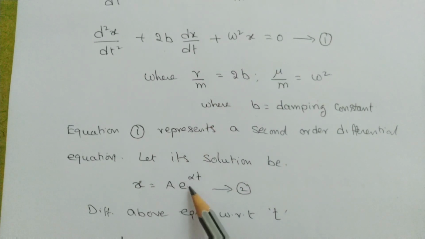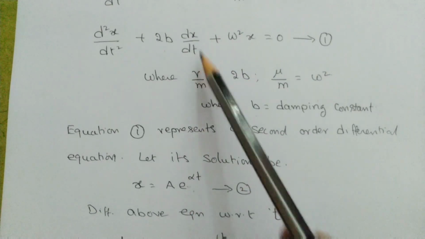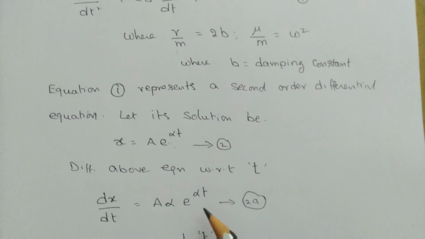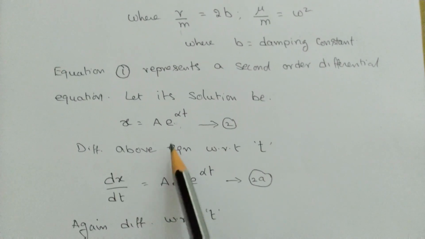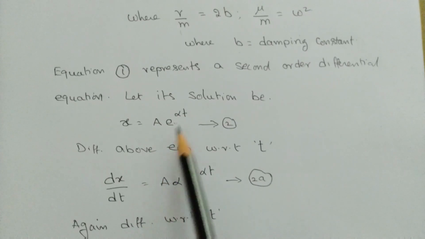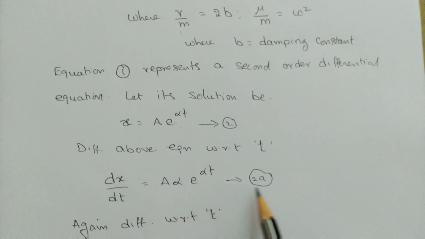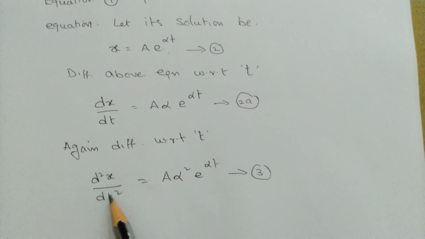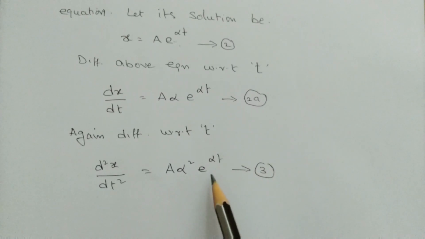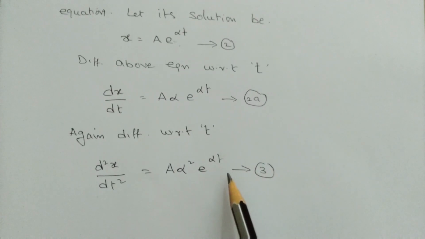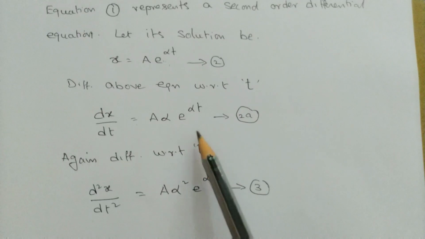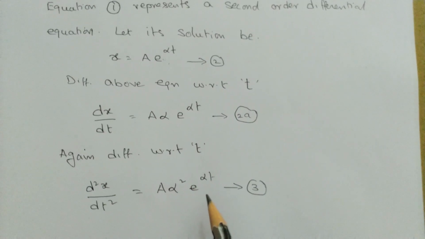Now x is available here to substitute, but we need dx by dt and d square x by dt square. That means we have to differentiate this equation once with respect to time. This is dx by dt is equal to, differentiate this value, a is constant, alpha into e power alpha t. This is equation 2a. Then again I have to differentiate: d square x by dt square is equal to a alpha square into e power alpha t. This is the x value, this is the dx by dt value in terms of exponent, and d square x by dt square in terms of exponent value.